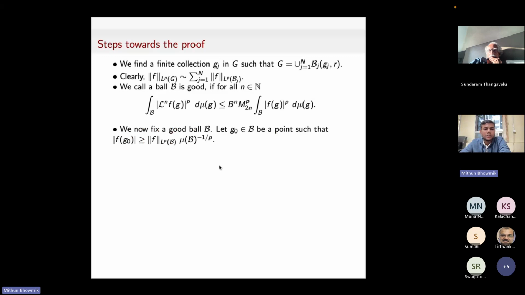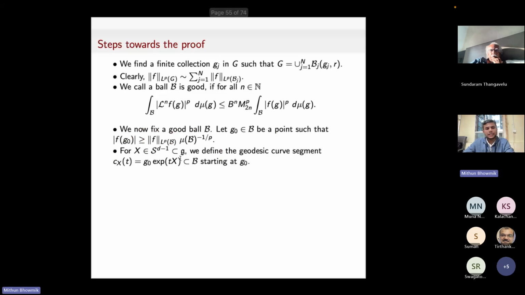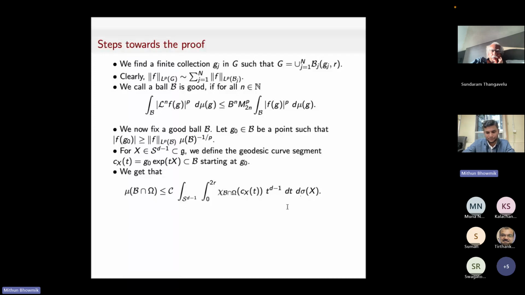Now we'll fix a good ball, and then choose a point G0 inside the ball with this property: the value of the function at this point should be greater than or equal to its average. Then we will consider all the geodesic curve segments starting from G0. Then I'll calculate the mass of the set omega, the relatively dense set, intersected with B. It has a positive mass, and I can use this formula for the measure.